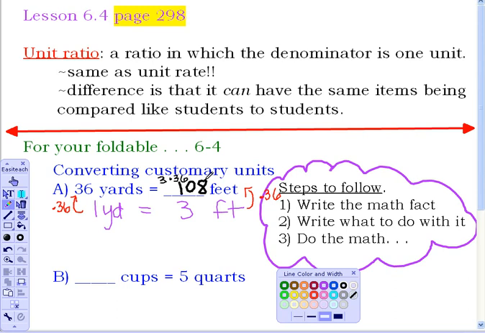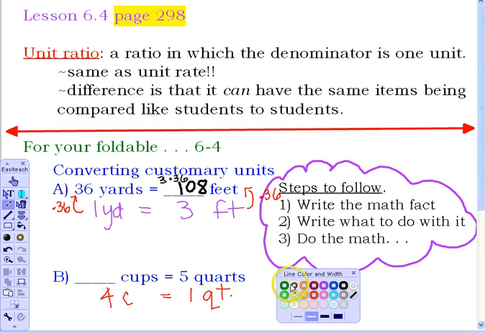Okay? The next one, we're dealing with capacity. And again, these capacity ones are the ones that kind of trip students up a little bit because they're not used to dealing with those gallons and quarts and cups on a day-to-day basis. So we're looking for a math fact that relates quarts and cups. So if we look back at our big G, we can see that each quart, one of those Q's, had 4 cups in it. So there's 4 cups in 1 quart.